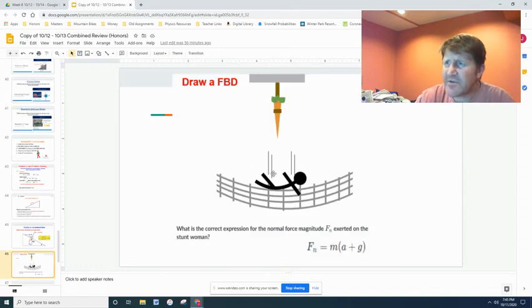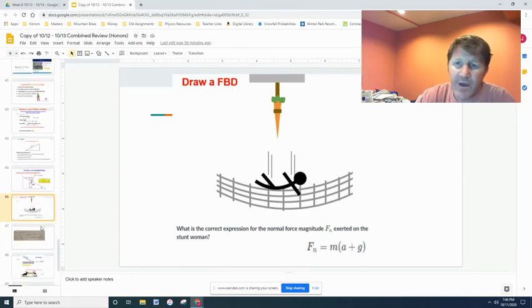So then here's an example of a problem where this person falls into the net. As they fall into the net, they are decelerating. So they're slowing down, which means the net is exerting an upward force. And because they're slowing down, that upward force is greater than the downward force. And so you're going to assess what the upward force of that net is. It turns out to be Fn equals m times (a plus g), and that problem is worked out for you here.